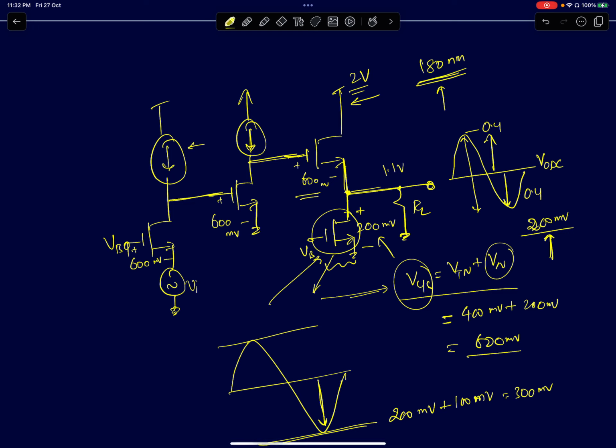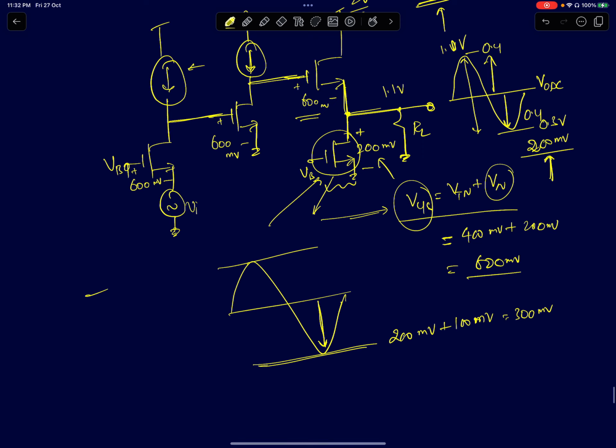So the output node, I have decided it's going to swing from 0.3 volts to 1.1 volts. Now, if you recall, a common drain amplifier is a level shifter. So if the output voltage is swinging with a common voltage, the DC voltage at the output will be 0.3 plus 0.4. So this will be 0.7 volts. So it will swing 0.4 volts above 0.7, 0.4 volts below 0.7. So it goes to 1.1 and 1.3.